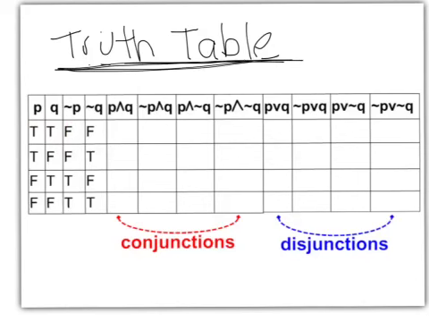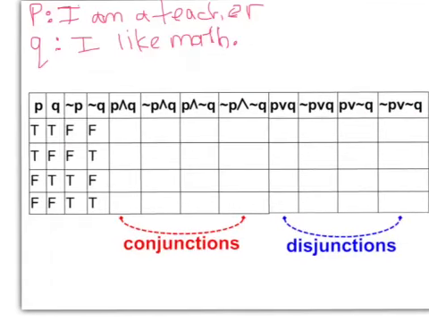So this is just telling you if it starts out as true, the negation of it is false. So now we're going to talk about all of the different types of conjunctions. Here we have two simple declarative statements: I am a teacher, I like math. It's telling you something. They can't be questions, they can't be exclamations, they have to just be declarative sentences. I'm working off the basis that these two simple statements are true. So let's start filling in the truth table logically.